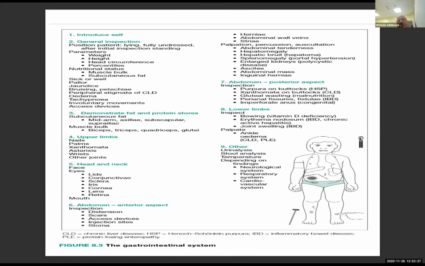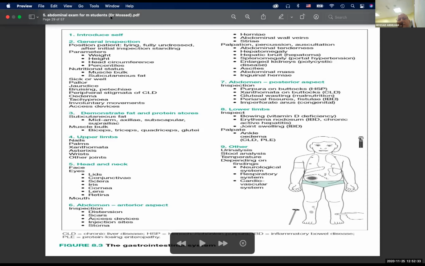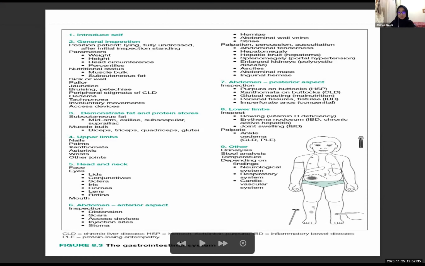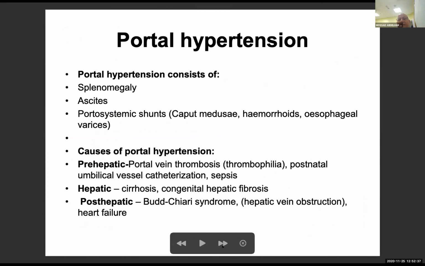This is just one word about the portal hypertension. Can you hear me? Yes, we can, doctor. Oh, come back, please. Come back. The previous slide. You cannot.